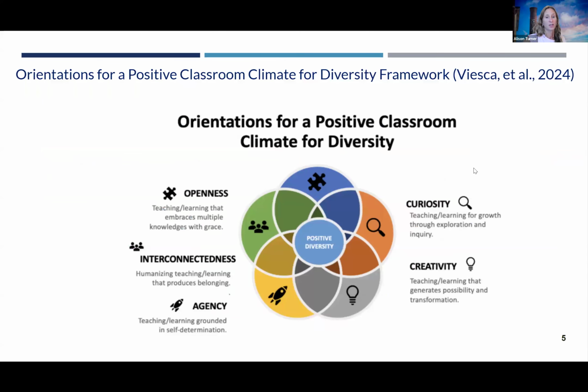The last thing I want to discuss with you comes out of the work of Kara Viesca. Viesca and her colleagues came up with this graphic to talk about orientations for a positive classroom climate for diversity. It's kind of a long title, but it really relates nicely to the caring that we talked about and designing our environment, setting up our environment for learning, that we've talked about in a previous module. But I also like this in terms of thinking about your classroom and your teaching and reflecting about these components, these orientations.